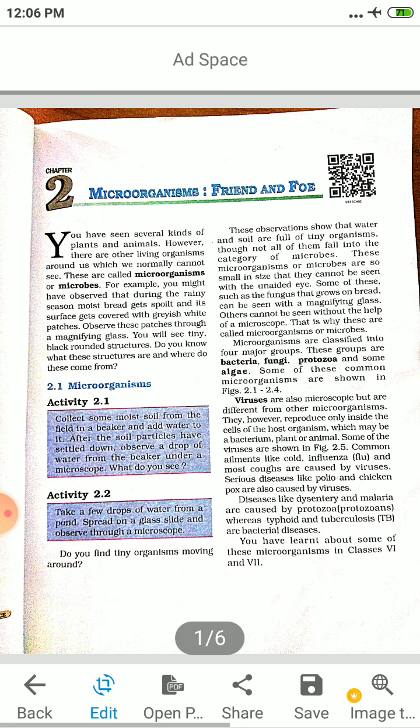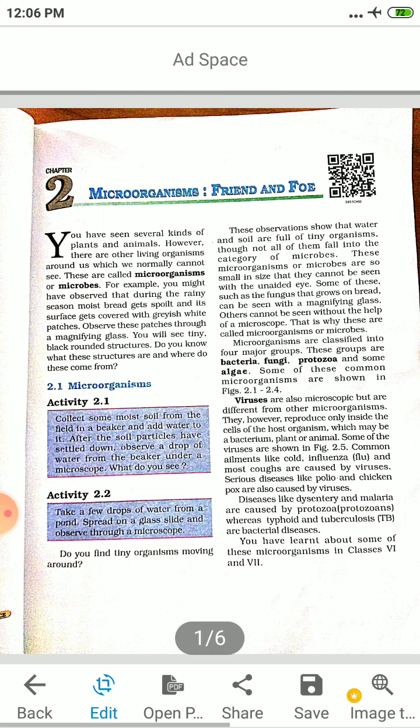These microorganisms or microbes are so small in size, they cannot be seen with the unaided eye. Without a magnifying glass or a microscope, we cannot see microorganisms. Some of these, such as the fungus that grows on bread, can be seen with a magnifying glass. Others cannot be seen without a microscope. That is why these organisms are called microorganisms or microbes. So why are these tiny organisms called microorganisms? Because you need a microscope to see them. You cannot see them without a microscope.